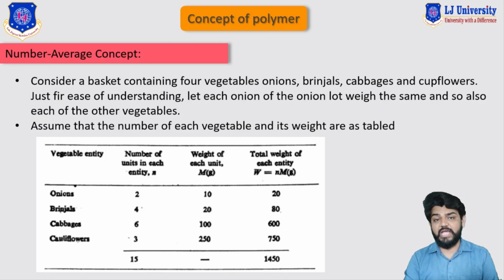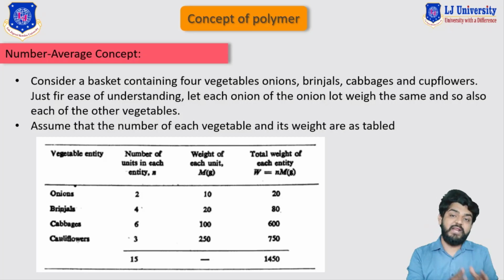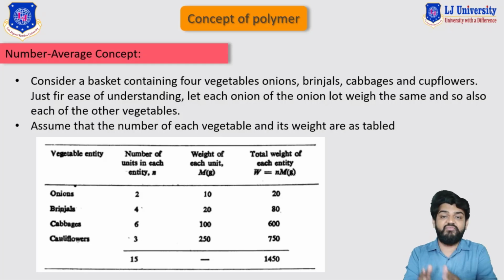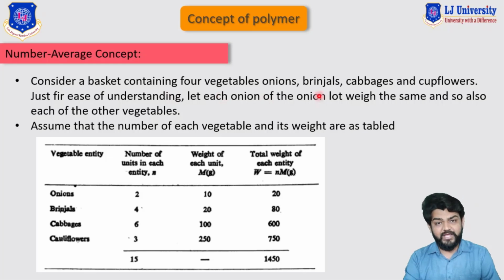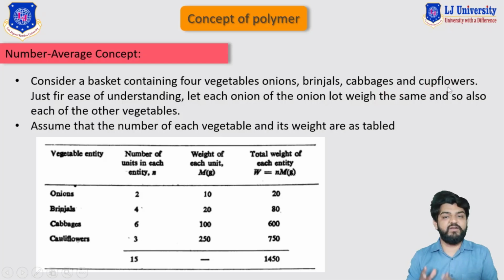Now, to understand this average molecular weight, we have developed two more concepts: the number average molecular weight, and the weight average molecular weight. But before understanding these two, let's take one example by which we can understand them very easily. As you can see on this screen, we have considered one basket containing different vegetables such as onion, brinjal, cabbage and cauliflower. So there are four different vegetables inside one basket.